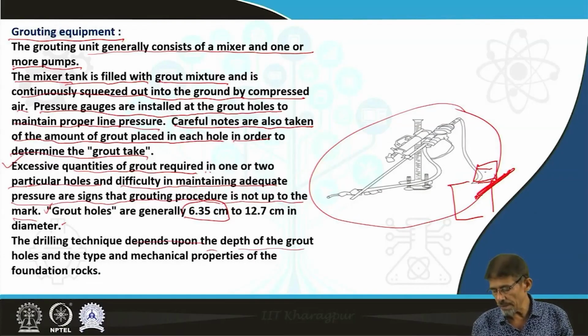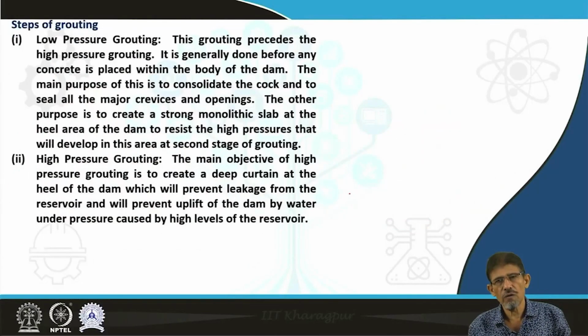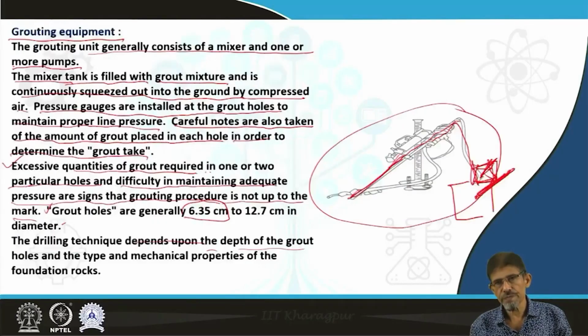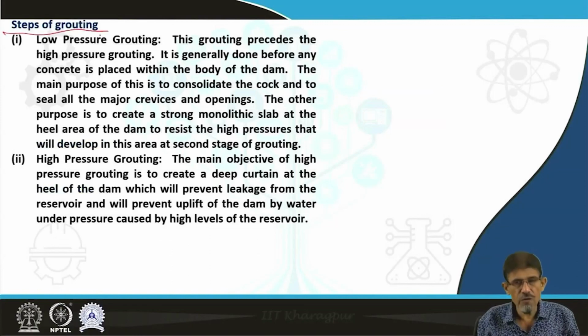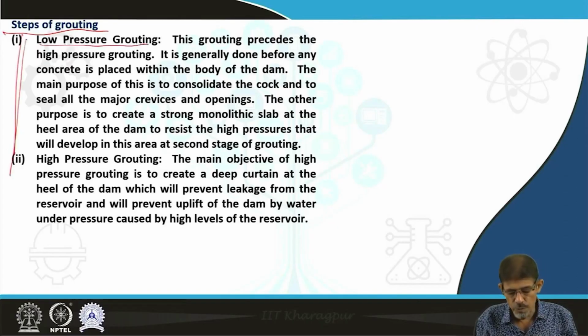So through the pump we are going to inject this mixture of cement and water grout, which moves along this nozzle and is allowed to move into the holes. As per the concept, the steps of grouting involve two levels of pressure grouting: low pressure grouting, then high pressure grouting.